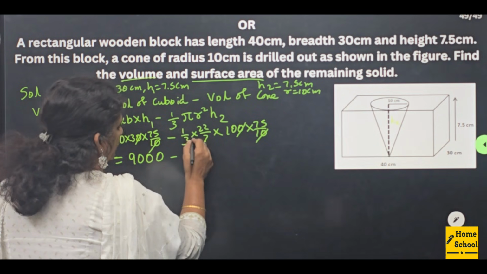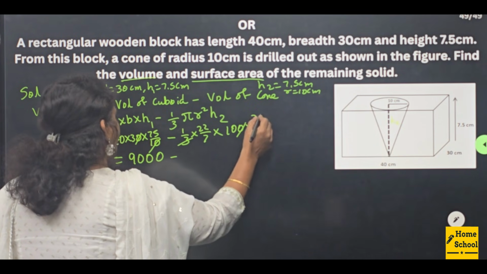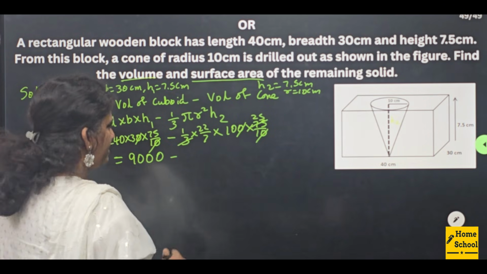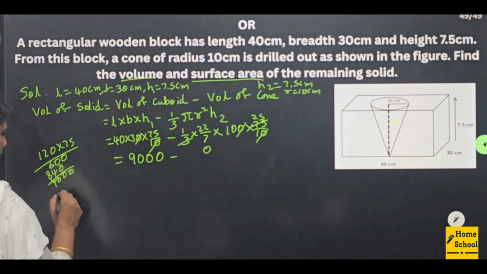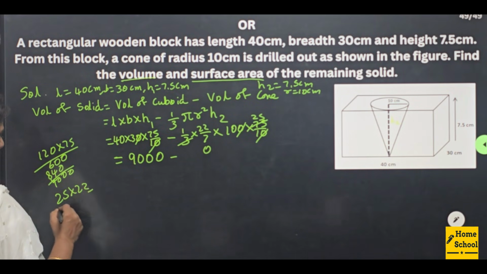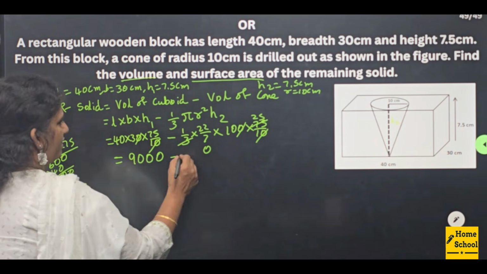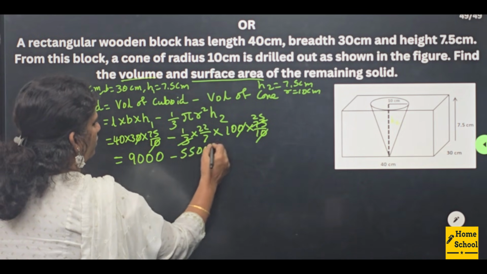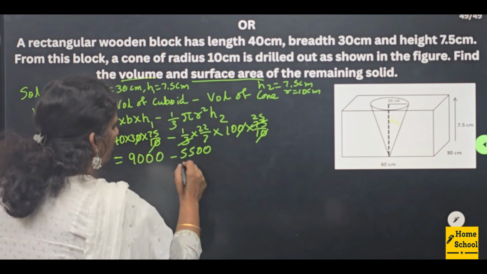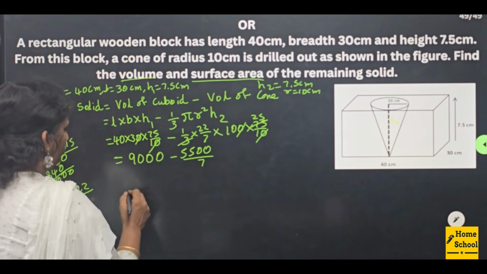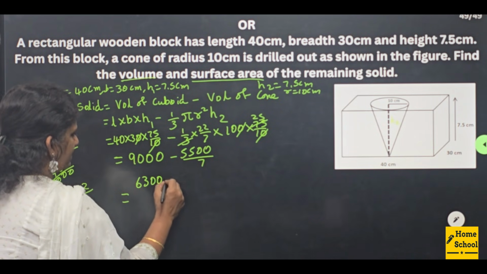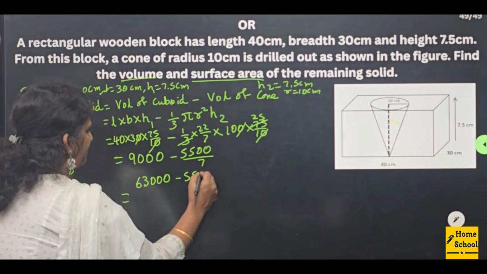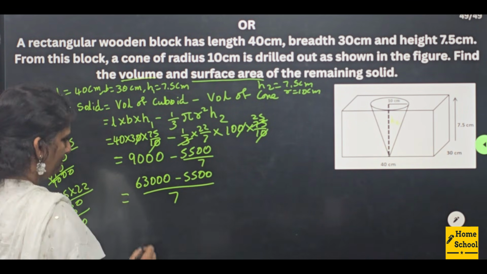Can you cancel anything here? 3 2s are 6, 3 5s are 15. That's it. So 22 into 25. What is 22 into 25? 550. 5500 into 10 you have here by 7. Do LCM. 7 9s are 63,000 minus 5,500 by 7.